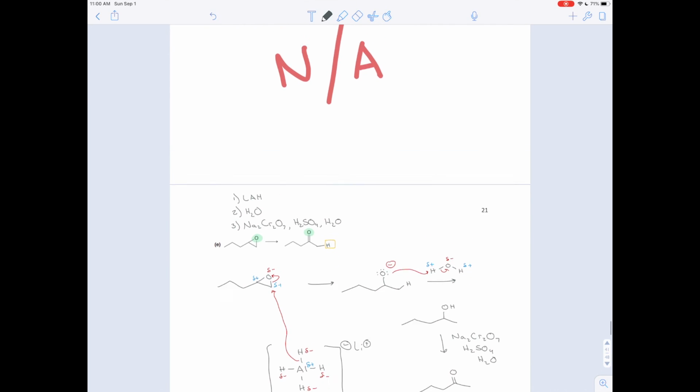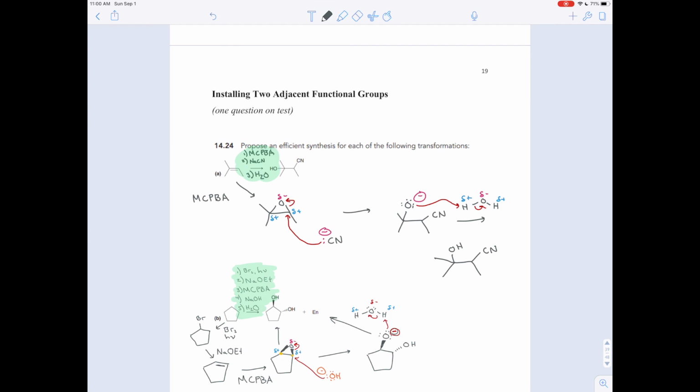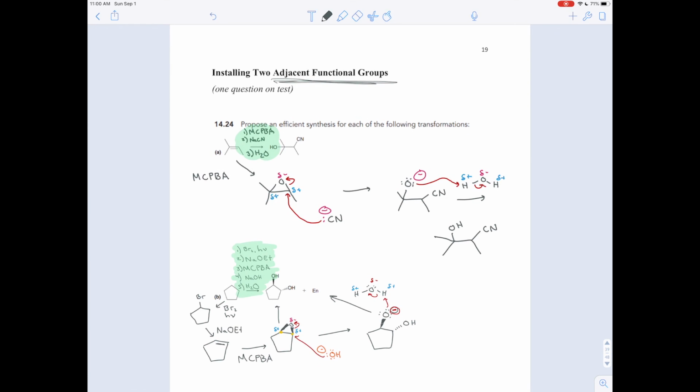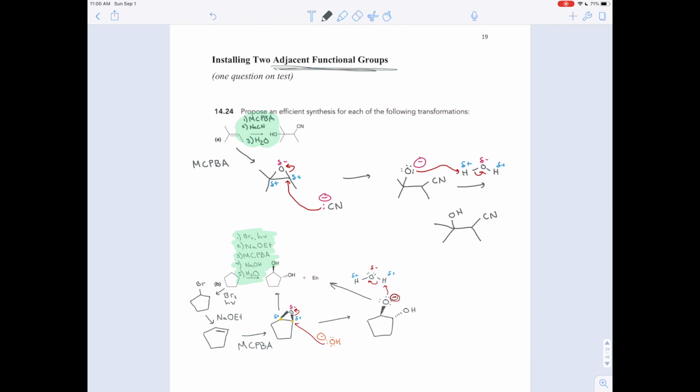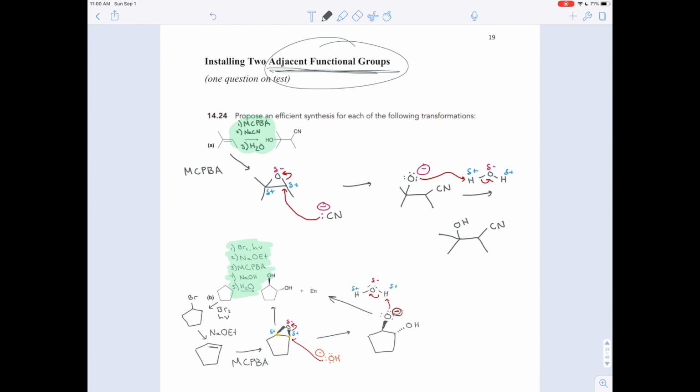Okay, so the one thing that tied each of the problems we did together is that each of these products we wanted to make had functional groups on adjacent atoms, adjacent carbons. And the one common feature that they had was that the way we created that was through epoxides. And everything else was built around that concept.